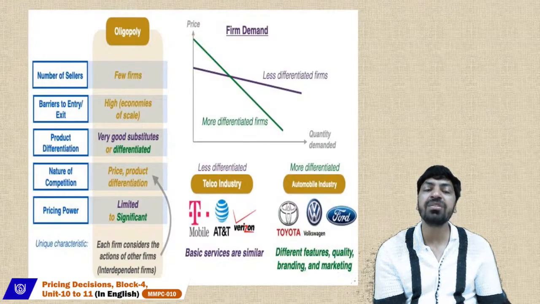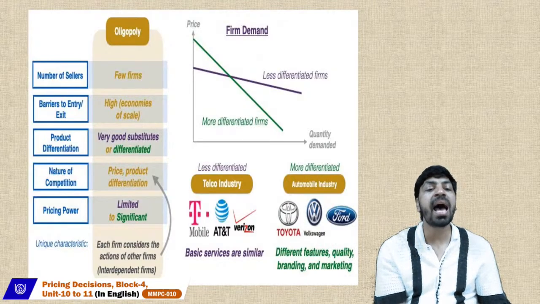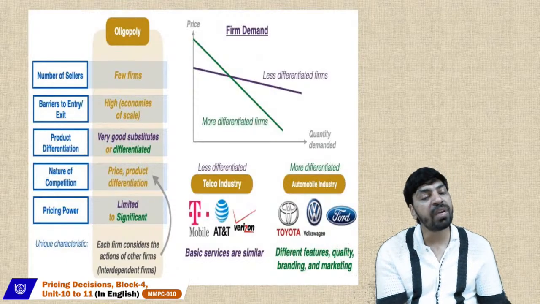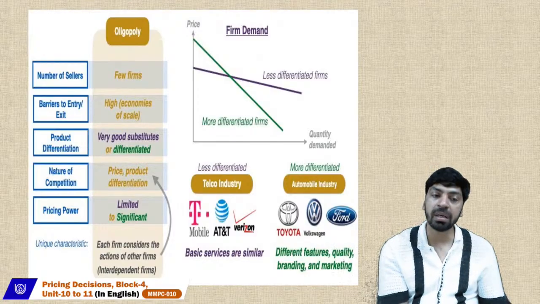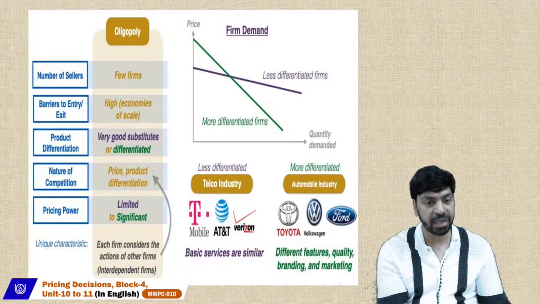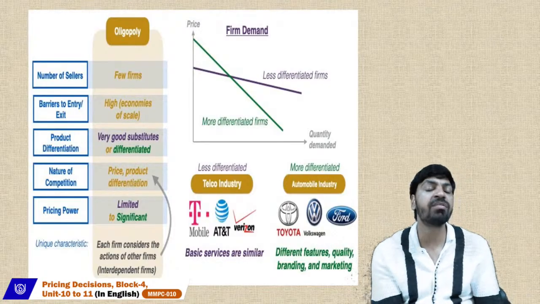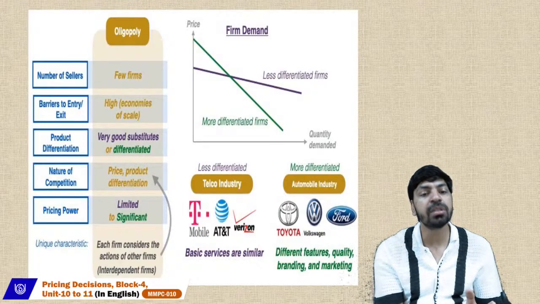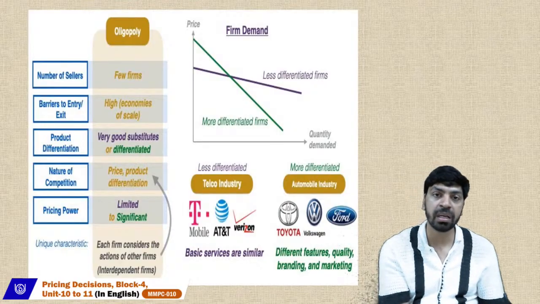Nature of competition: price and product differentiation exist. That means each firm considers the actions of other firms, so interdependency of sellers always exists in such a market. Pricing power is limited to significant. It could be limited, it could be significant, depending on the situation or scenario of the market.